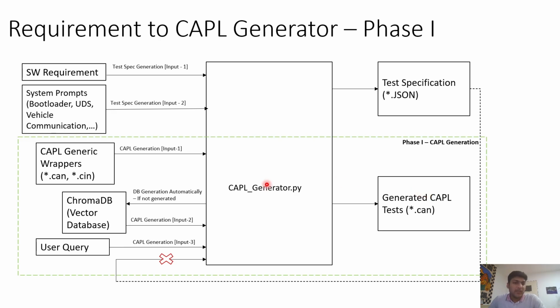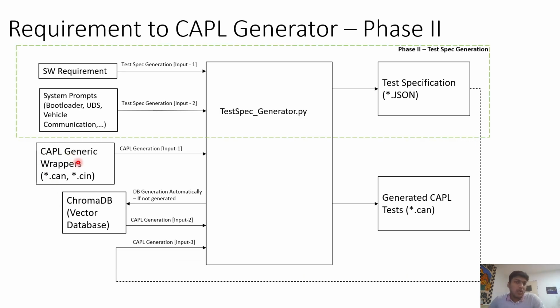There is an intermediate step which is generated, which is a Chroma database generation, based on the CAPL generic wrappers. In phase 2, I will use the software requirements. I will also write the system prompt based on the domain. Once we have these two inputs available, we will use the test spec generator.py and it will generate the test specification, which is in the JSON format.